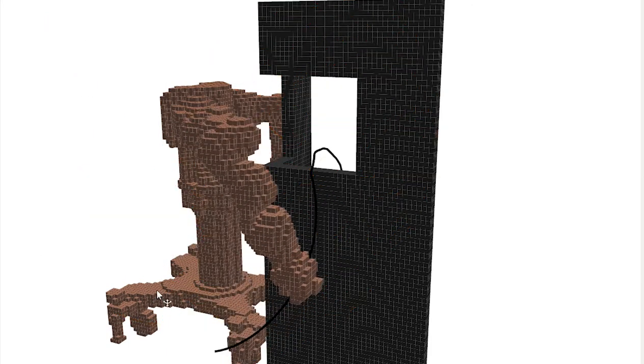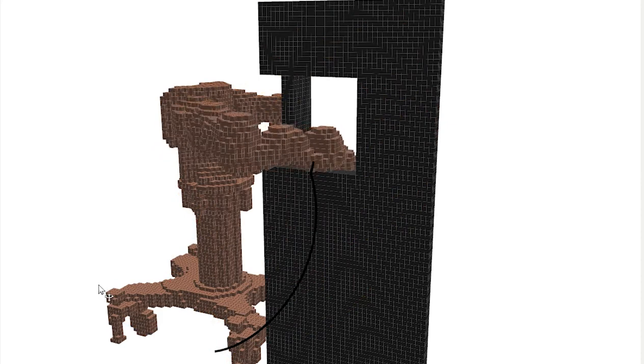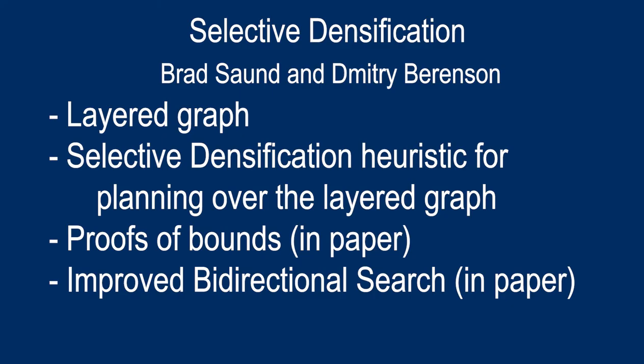In this work, we introduce the layered graph and the selective densification heuristic for planning. In the paper, we discuss optimizations and other benefits of our method, present proofs, and show a slight variation on bidirectional search that gives better performance in our context.